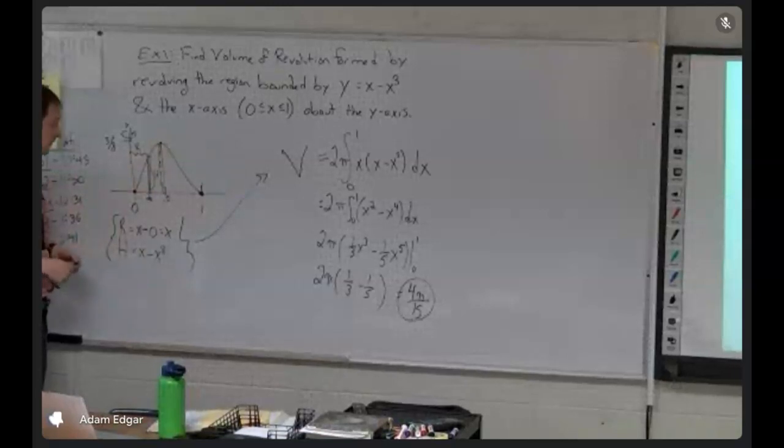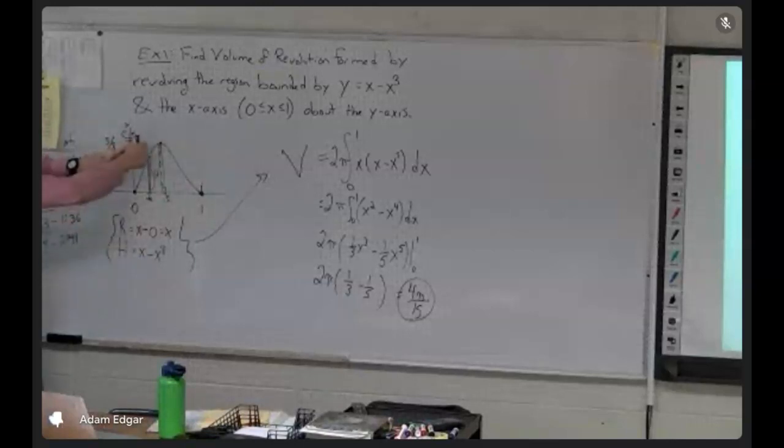So r is the distance from the axis to any given shell. Any given shell is going to be aligned with the x-axis. So r is always going to be x, where you are on the x-axis, minus the axis of rotation. Unless the graph is over here, and then it's the axis of rotation minus the x.